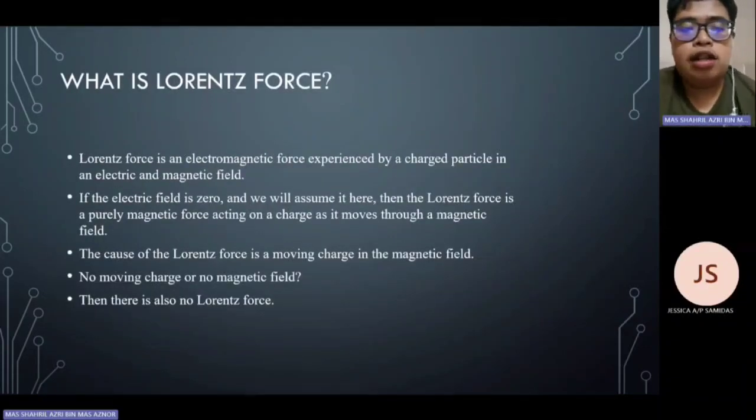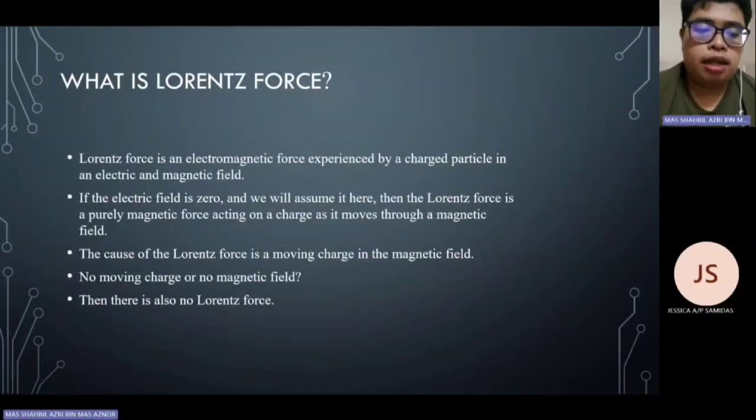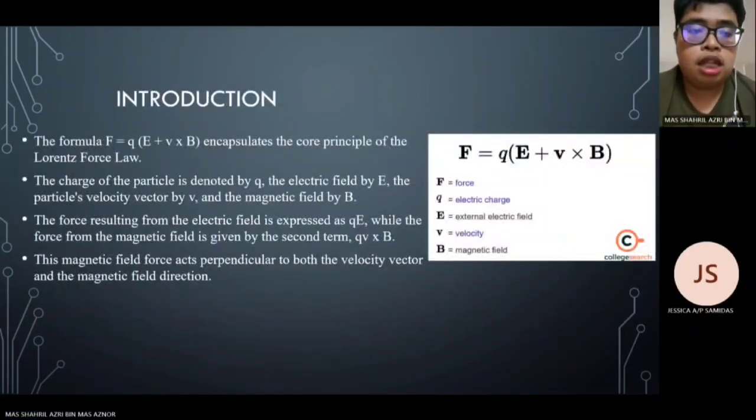What is the Lorentz force? The Lorentz force is an electromagnetic force experienced by a charged particle in an electric field and magnetic field. If the electric field is zero, as we assume here, then the Lorentz force is a purely magnetic force acting on a charge as it moves through a magnetic field. If there is no moving charge or no magnetic field, then there is no Lorentz force.